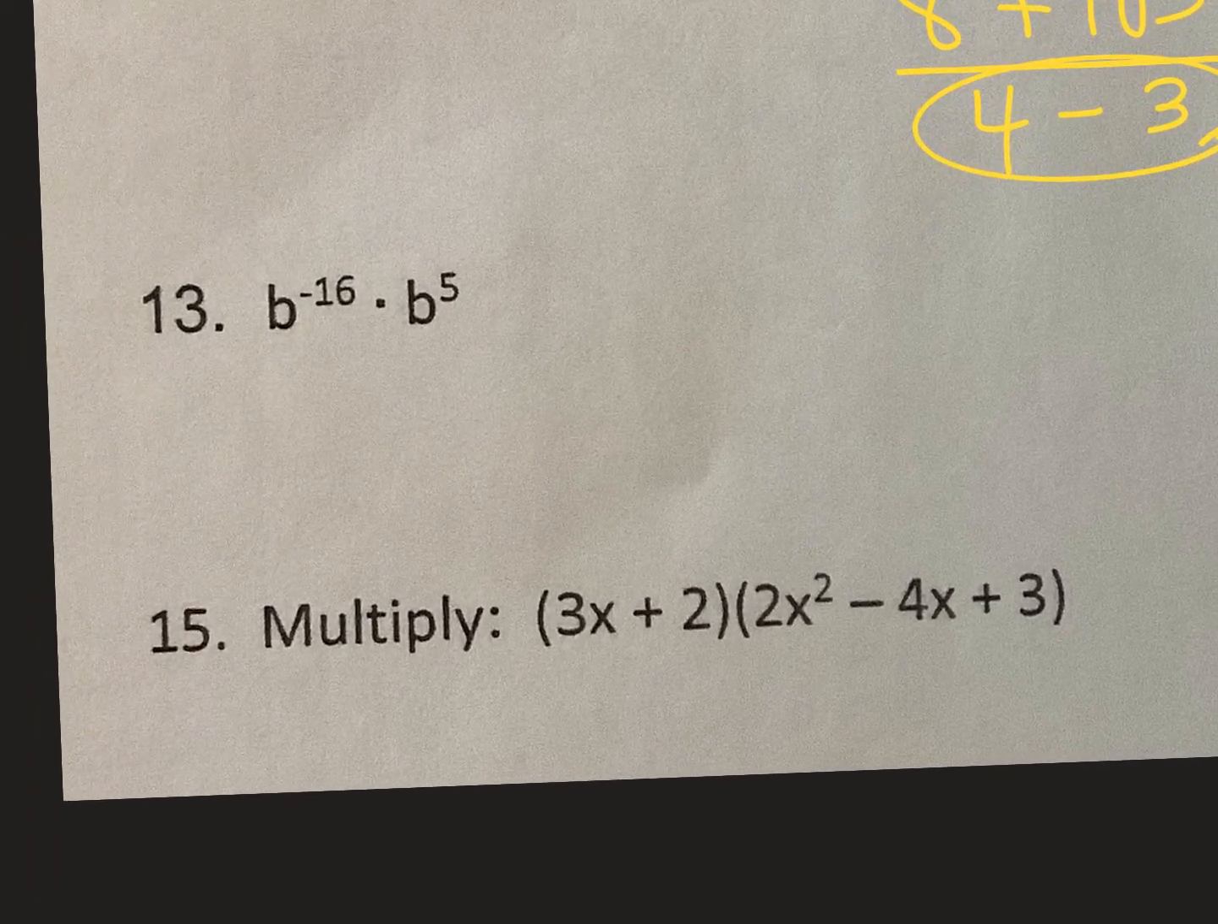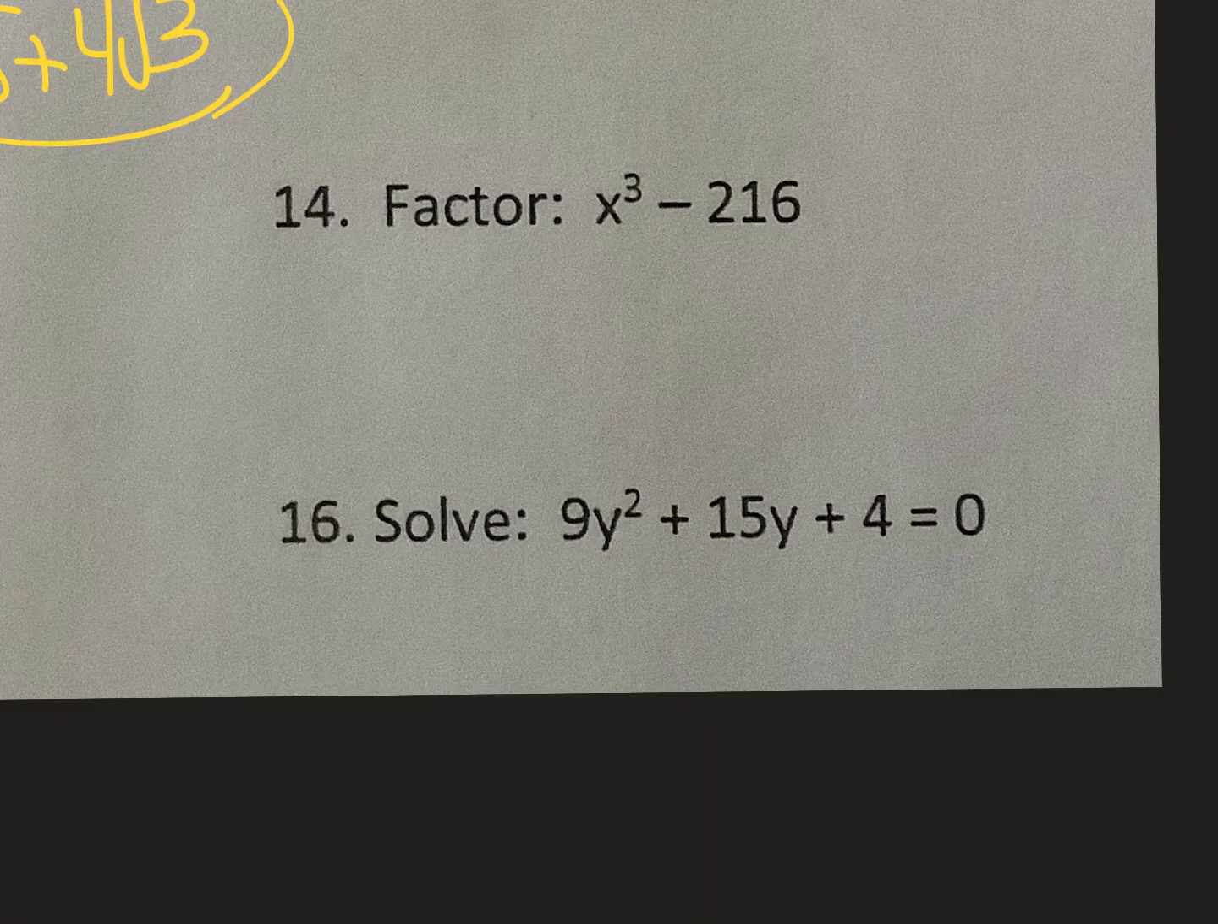Number 13 is a quick one, I think. When you multiply, you add exponents. So I'm going to get b to the negative 11. Don't you dare leave it like that. Negative exponent flips things, so just flip it to the bottom. You get 1 over b to the 11th. All right, straight to 14.